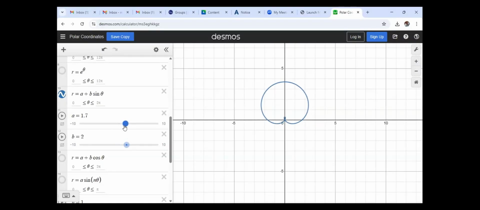Now, as A starts getting smaller, we get that limacon with the inner loop, until our A goes to 0. Now it's just r equals B times our sine, and it's just that circle on top. So we go from a circle centered at the origin to a circle through the origin with the same general equation right here.